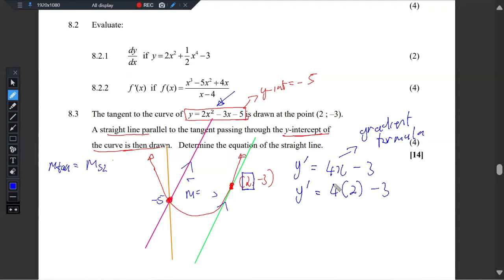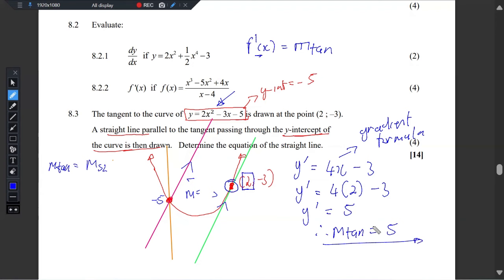Now, substituting the x coordinate will tell me the gradient of the curve at that particular point. So the gradient of the curve at that point is equal to the gradient of the tangent. This is where we get f prime x is equal to gradient of tan. So we're saying that the gradient that you get from deriving here must be equal to the gradient of the tangent. So now my y prime is equal to 4 times 2, it's 8, 8 minus 3, that's 5. So in other words, the gradient of the tangent is equal to 5.